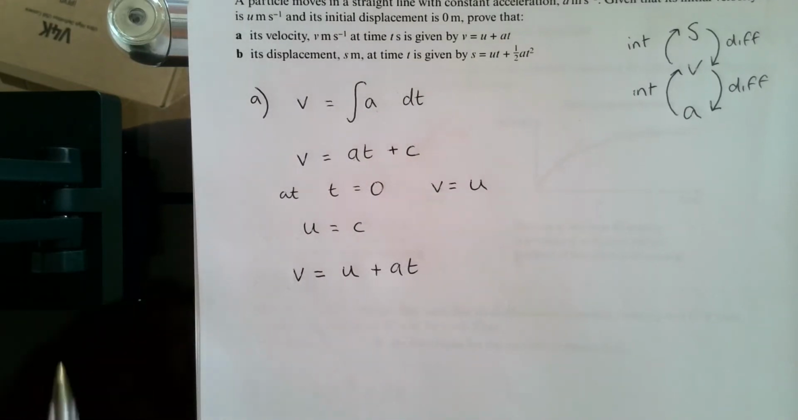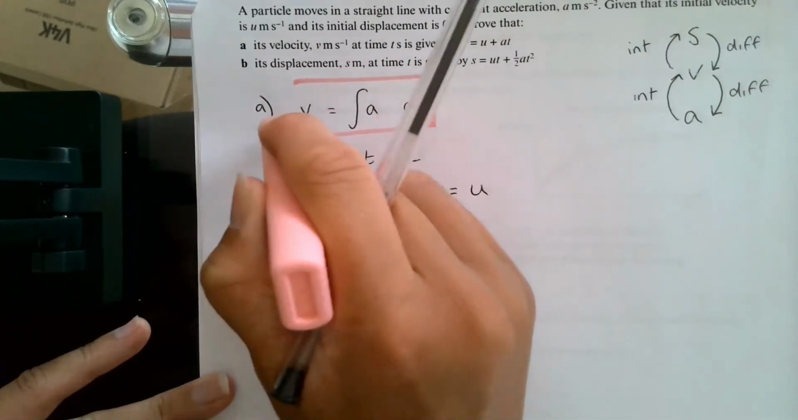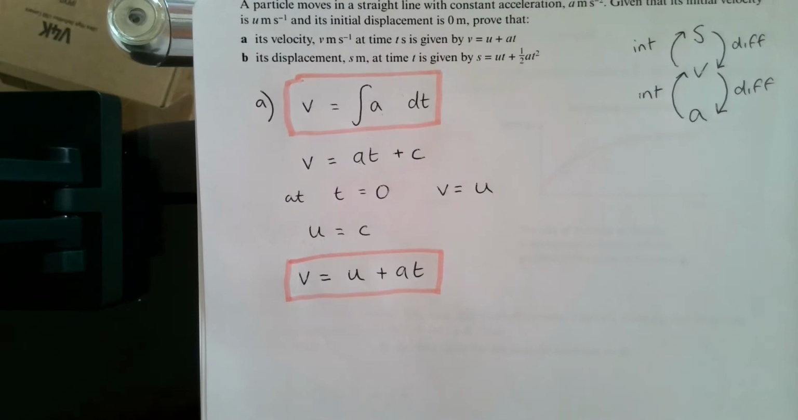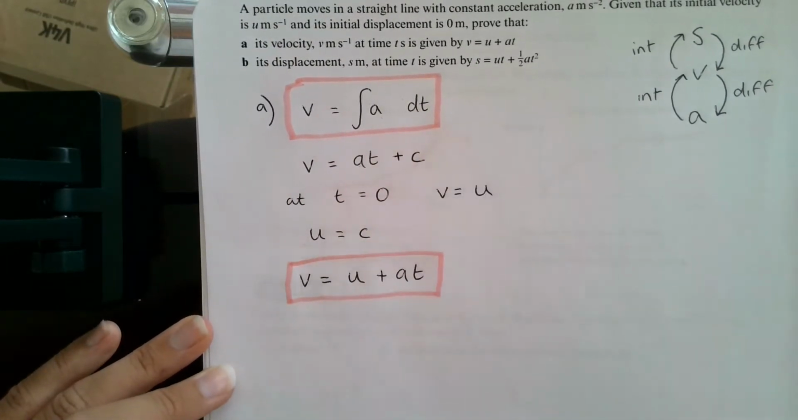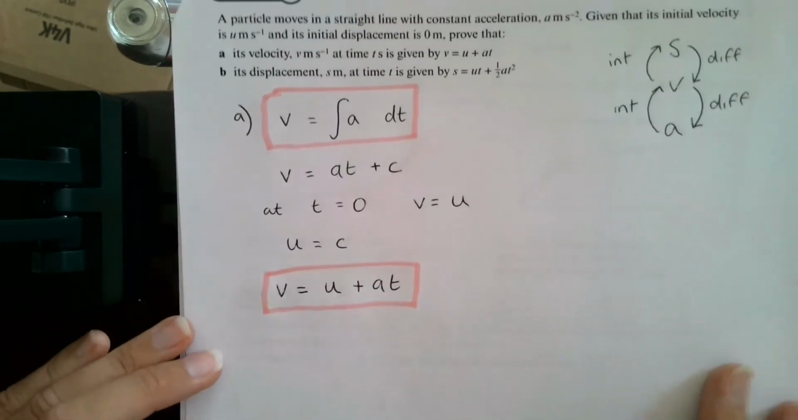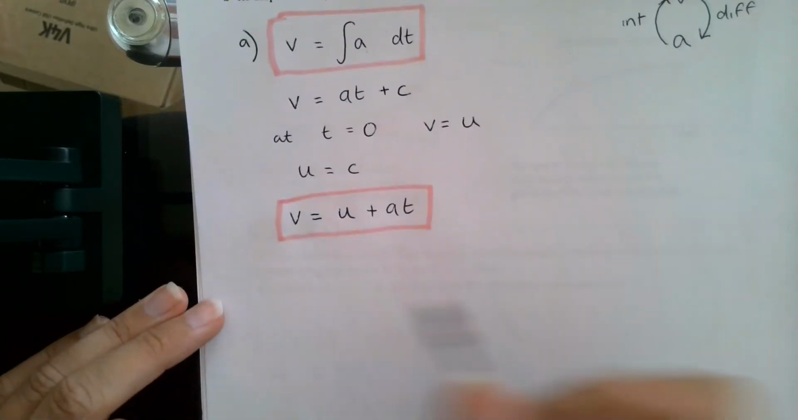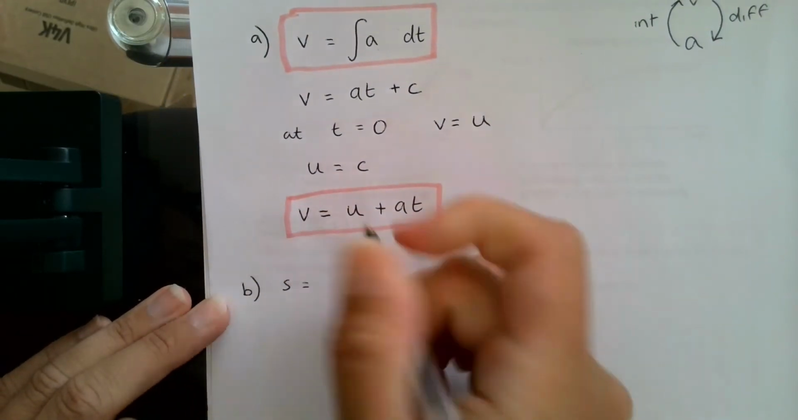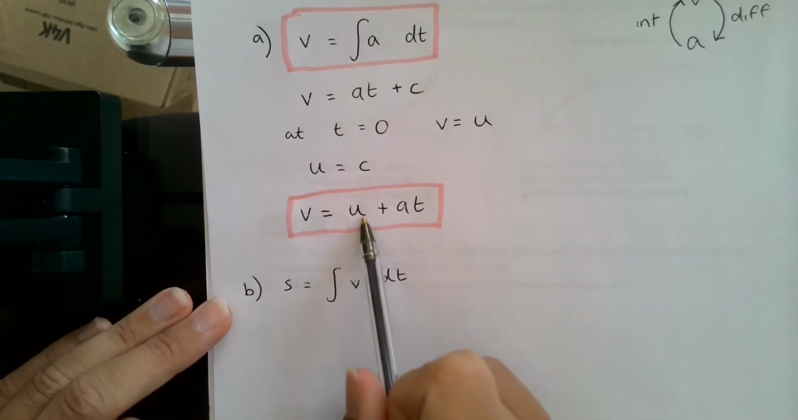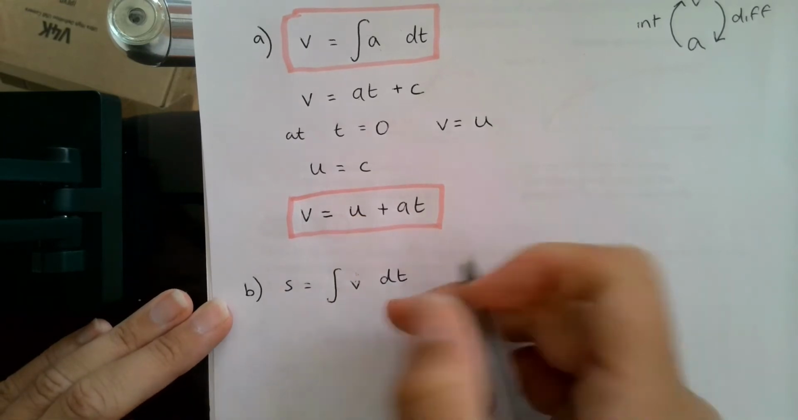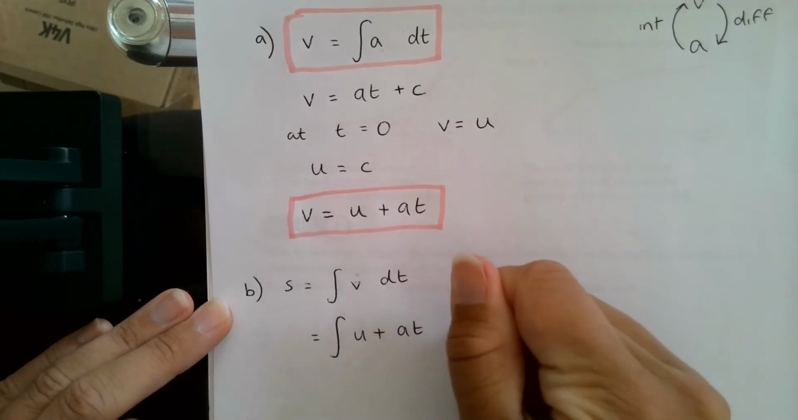I'm going to highlight that here. And so we got there by integrating the acceleration. The next bit wants us to prove the displacement is s equals ut plus a half at squared. Well, I'm going to do it a similar way. I've now got the velocity, so I just need to integrate it to get the displacement. So I'm saying displacement is equal to the integral of velocity with respect to time. But I know actually the velocity is u plus at, so let's sub that in there. The integral of u plus at with respect to time.